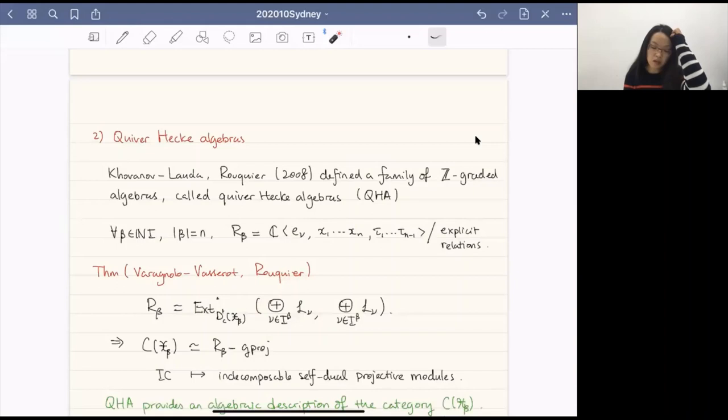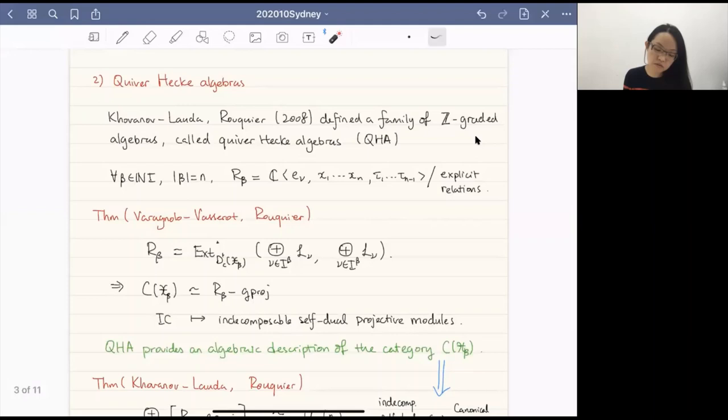And so via this, you can see that there's an equivalence of additive categories from Cx beta to the graded projective modules over this quiver Hecke algebra R beta. So the map is: you take the extension algebra from this sheaf, and then you have a natural action of R beta and you get the functor. It's not hard to see that there's an equivalence of additive categories. And this equivalence sends the IC sheaves to indecomposable self-dual projective modules.